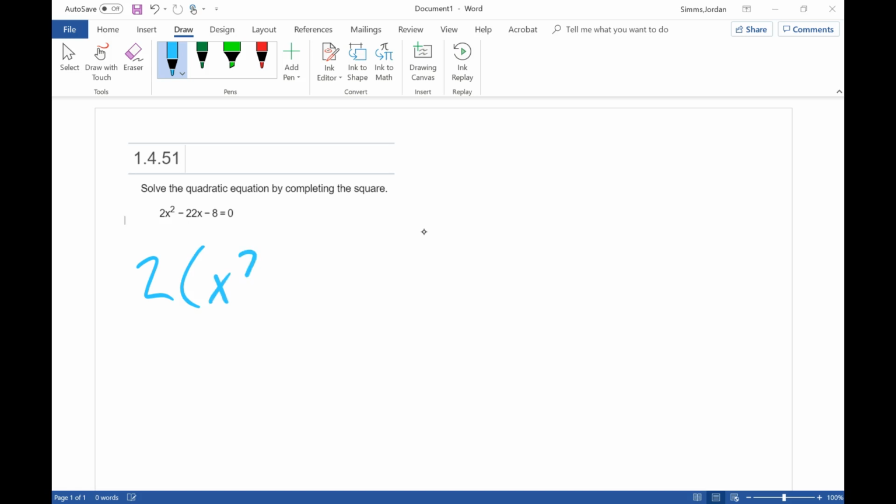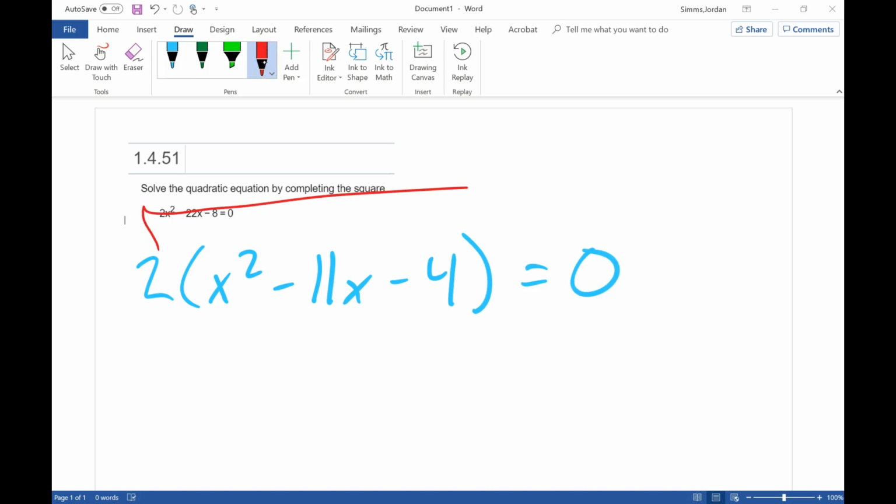When I do that, I'm going to get x squared minus 11x minus 4 equal to 0. Now 2 does not really equal 0, so we can just forget about that and work with the trinomial that we have here. This trinomial itself is not factorable. There's nothing that's going to multiply to 4 but add to 11. So let's complete the square.